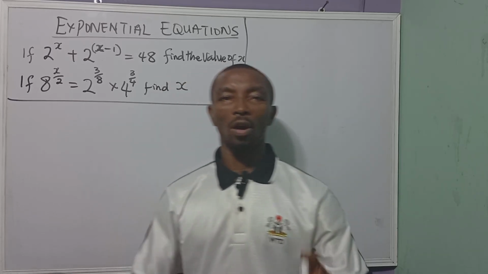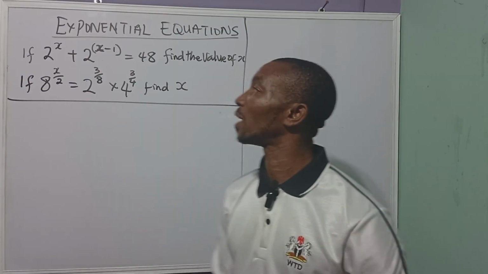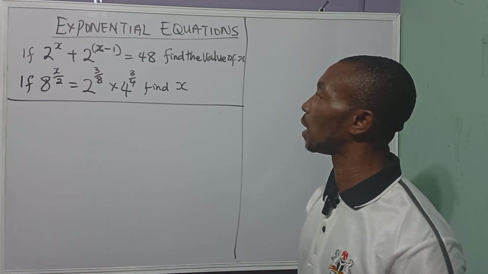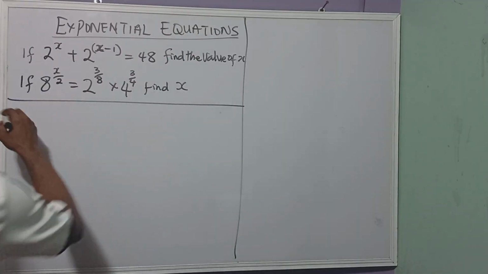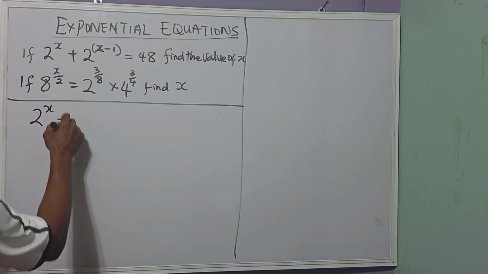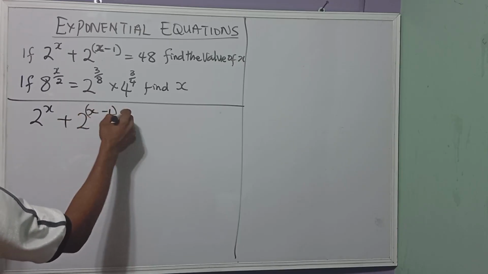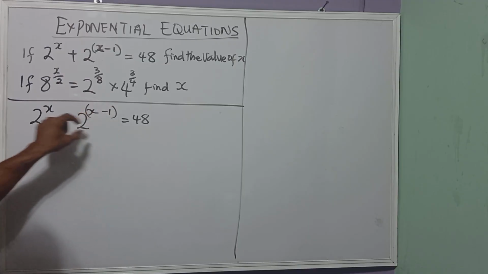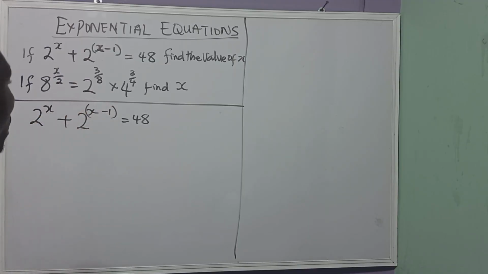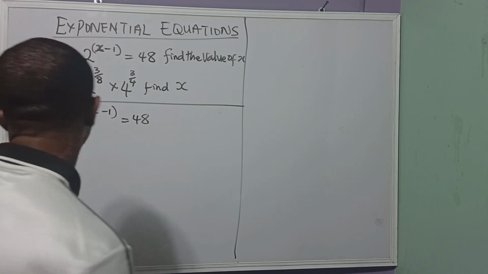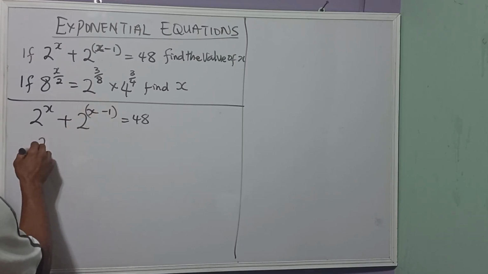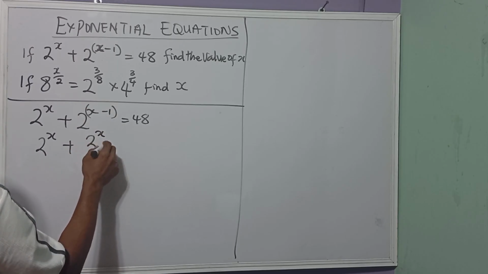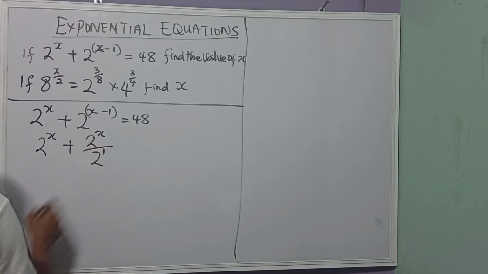Alright guys, welcome back. Now, our next question says, if 2 raised to power x plus 2 raised to power x minus 1 equals 48, find the value of x. In solving for this, we are going to expand, open this up. We know that in our law of indices, subtraction is division. So opening this up, we have 2 raised to power x plus 2 raised to power x divided by 2 raised to power 1.